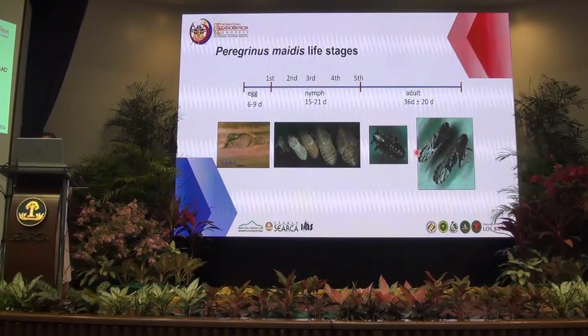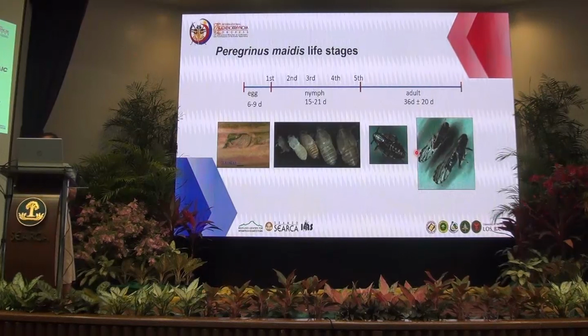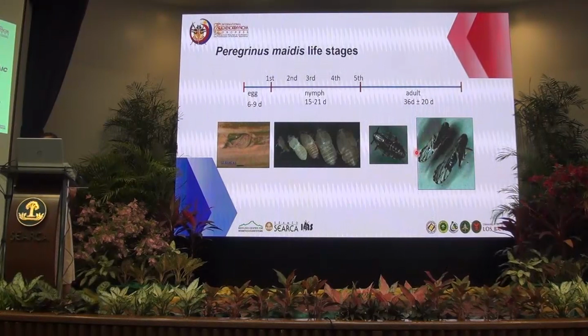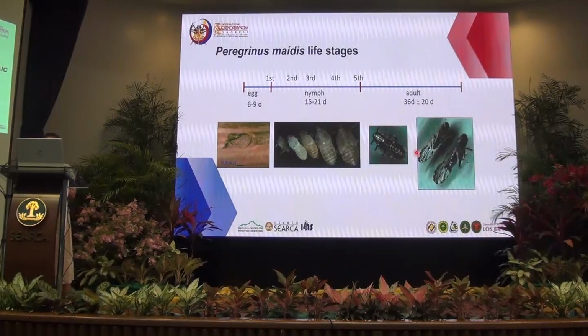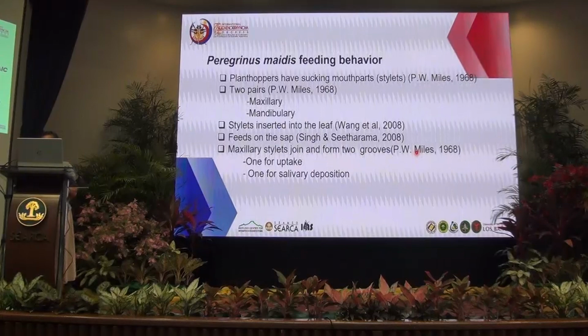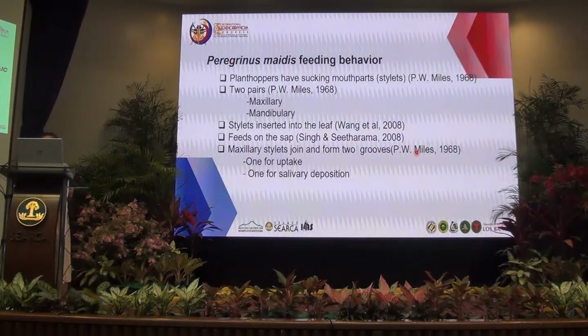P. maidis also demonstrates sexual dimorphism. Usually the males have smaller body size compared with the females, and the species is mainly yellow with dark brown to black markings, but coloration ranges from greenish yellow to brownish yellow, and the hind tibia possess multiple spines and a large movable spur, and they are of course phloem feeders. Similar to other planthoppers, P. maidis has sucking mouthparts with stylets that can obtain nutrients and deposit salivary secretions.